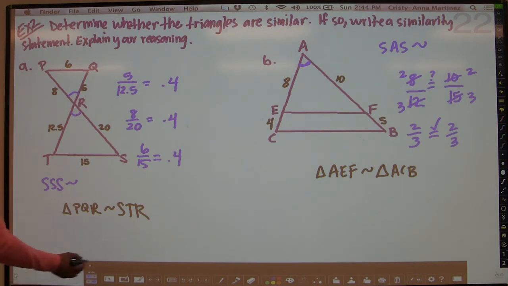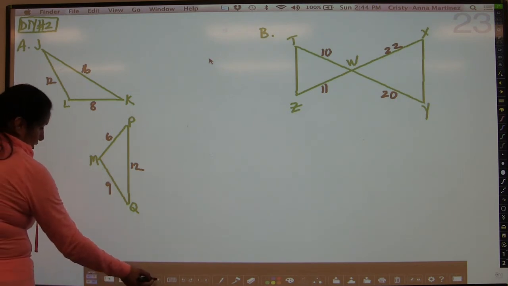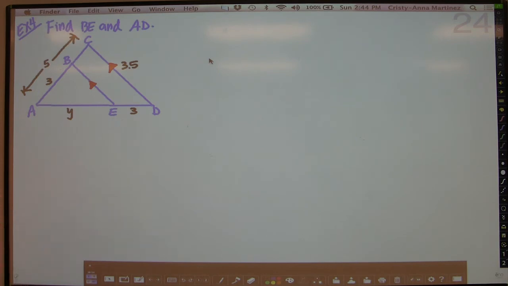And then we're going to let you do this little guy. Same directions. Basically determine whether the triangles are similar. If they are, write the similarity statement and explain your reasoning, which basically means to tell me which theorem that you're using or postulate. All right, example 4.